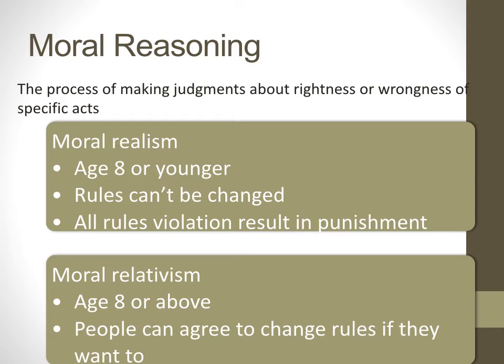They believe that the rules of the games can't be changed because they came from authority, and they believe that all rules that are violated will result in punishment. Versus when they get older, at around age 8, according to Piaget, they enter moral relativism. So they would start to think that people can agree to change rules if they want to, and they would understand just because we changed the rules today when I'm playing baseball with Adam and Joe, that doesn't necessarily translate to changing the rules in other settings when I play with other boys in my neighborhood.